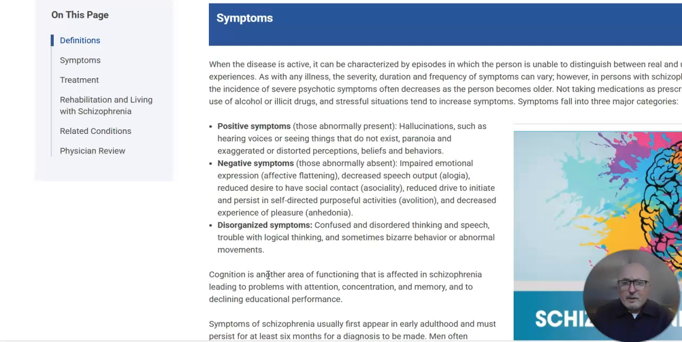Also, reduced desire to have social contact with people. This is not the same as antisocial behavior. We'll call this asocial. So asocial, again, meaning just the lack of desire to engage with other people.